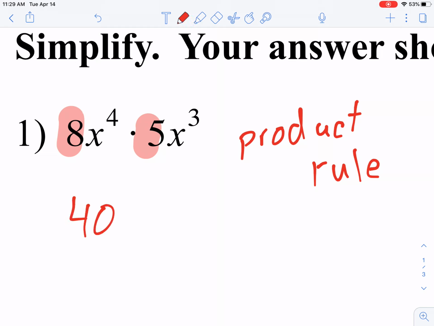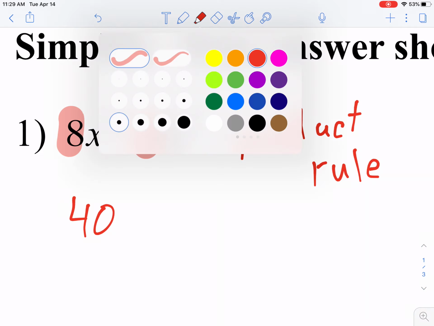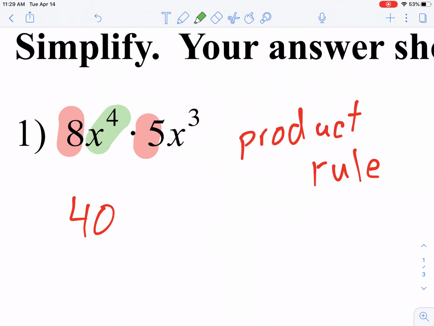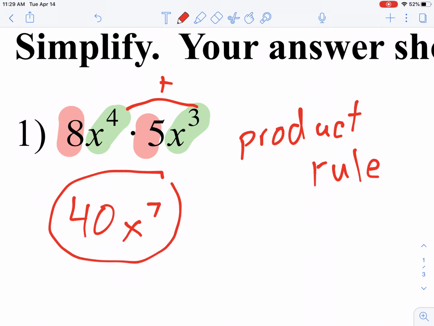The next thing you would do is look at your exponents that have the same base. So for example, the base of this is x, so you would keep x, but then you would take 4 and 3 and add them together, so you get x to the 7th. So your final answer would be 40x to the 7th. And that's the product rule. It basically states that you can add exponents together when you're multiplying.